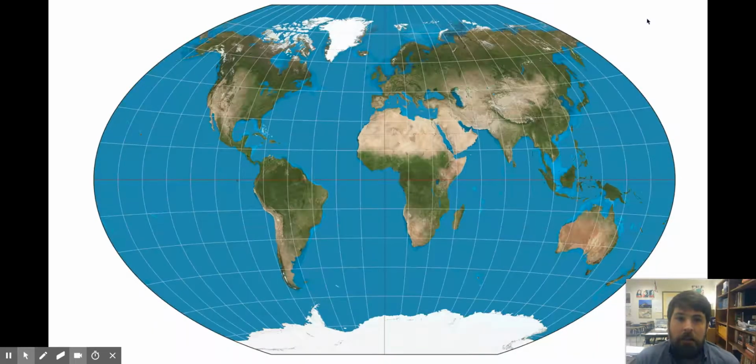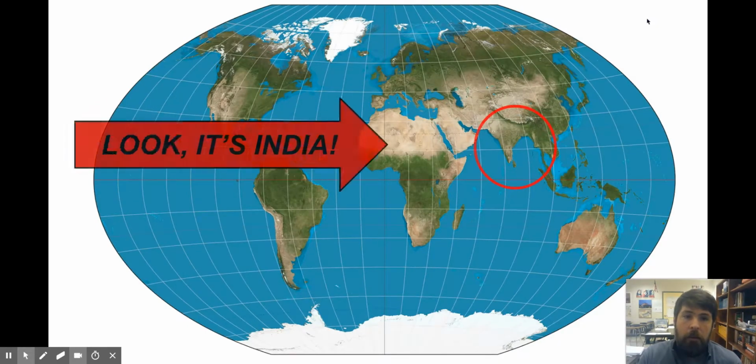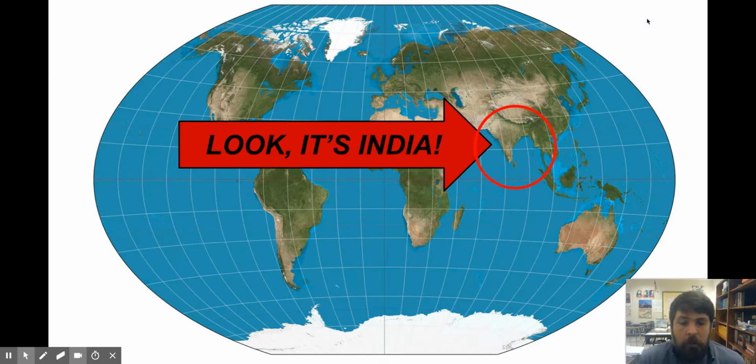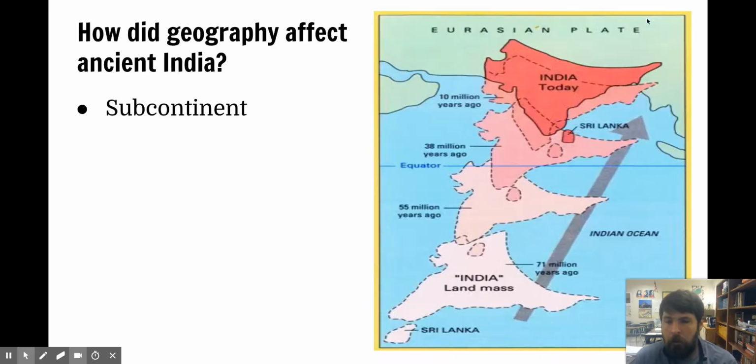So let's start off by identifying on a world map where India is, because you might not know. In fact, it's very likely that you don't. There it is. Look, it's India. It looks like a big upside-down thumb sticking out of the bottom of Asia. In fact, it's often referred to as South Asia. India is called a subcontinent.